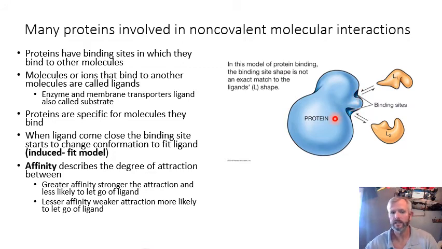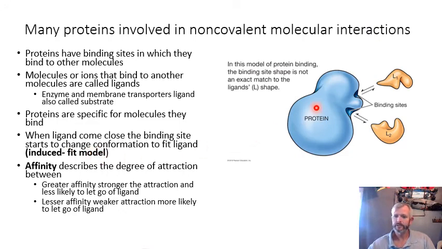So remember that terminology because we'll be using it throughout the semester. These sites are usually specific to a single molecule or a class of molecules. They don't just bind all the molecules out there. They are specific for a certain molecule or a certain class of molecules. And when they bind, there's this induced fit. Basically, as the molecule moves in, the protein moves to fit it and help create these molecular interactions, called the induced fit model.